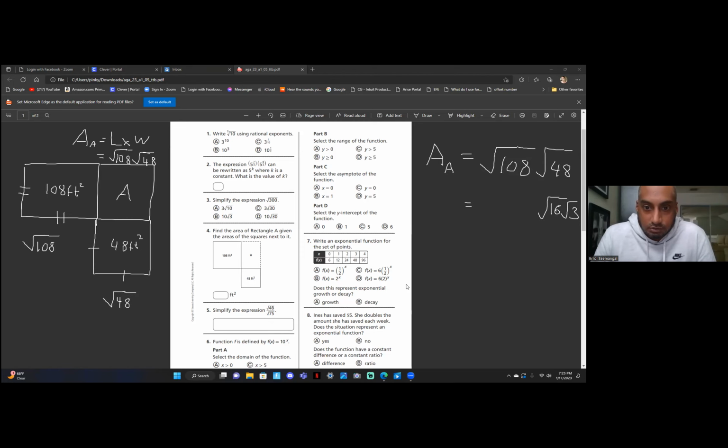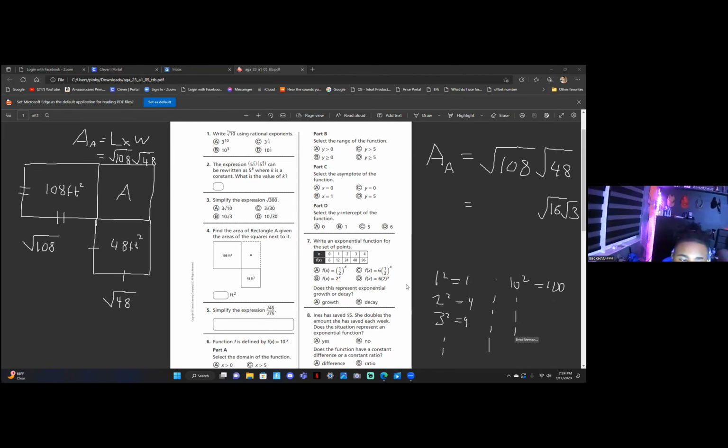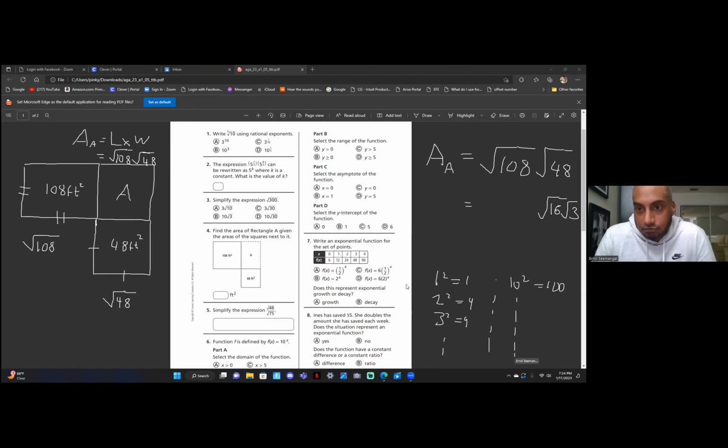Okay, so 1 squared is 1, 2 squared is 4, 3 squared is 9, right? If I kept going forever, I'm eventually going to get 10 squared is 100. 4 squared is 16, right? 4 squared is this one. It's the biggest perfect square that goes into 48.